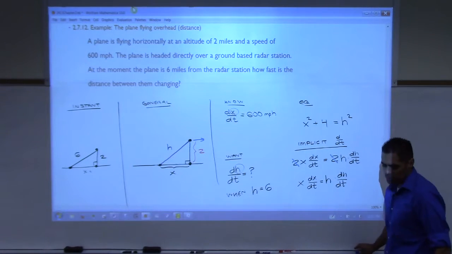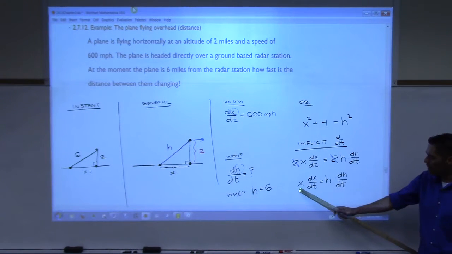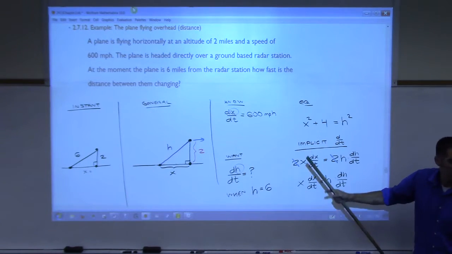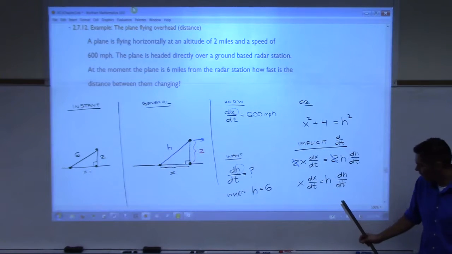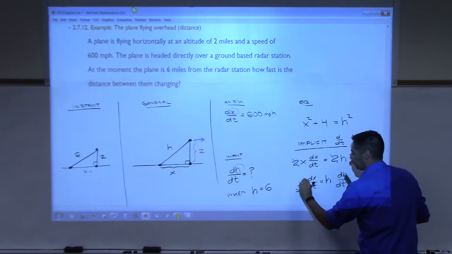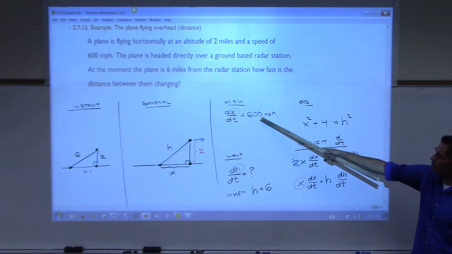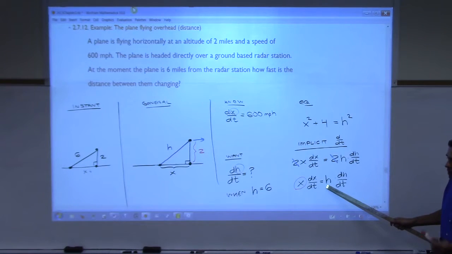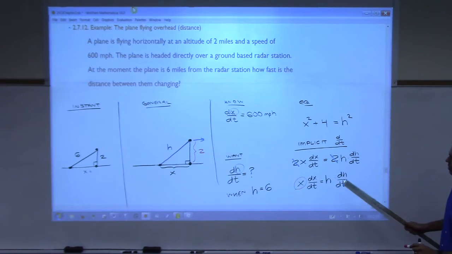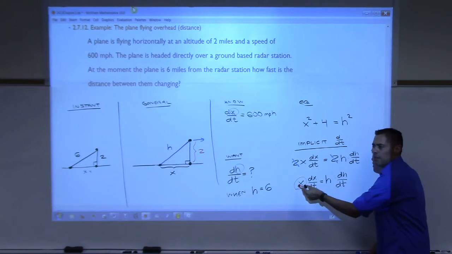Let's inspect this real quick, make sure we have everything we need. Do we know x? Not directly, we don't know what x is. So I'm going to have to go find this, right? Do I know dx/dt? Yes, 600. Do I know h at the moment in time? 6, yes. dh/dt, that's what I'm trying to find. So there's only one thing I don't know, and that's x.